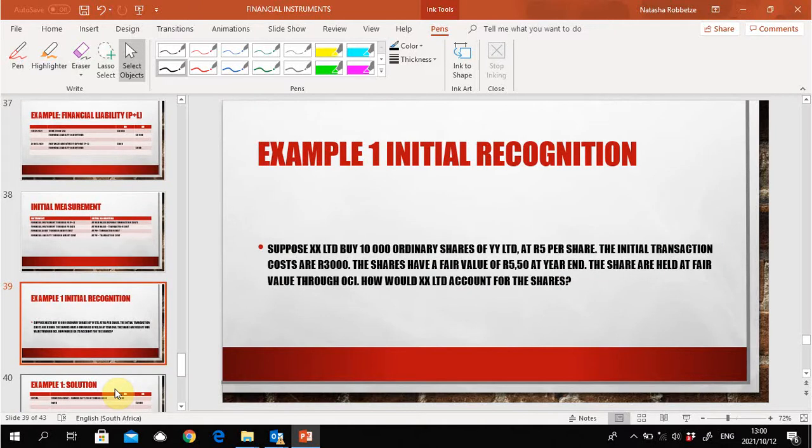So let's say we have XX Limited and they buy 10,000 ordinary shares of YY Limited at 5 Rand per share. The initial transaction cost is 3,000. The shares have a fair value of 5 Rand 50 at year end. The shares are held at fair value through OCI. How would XX account for the shares?